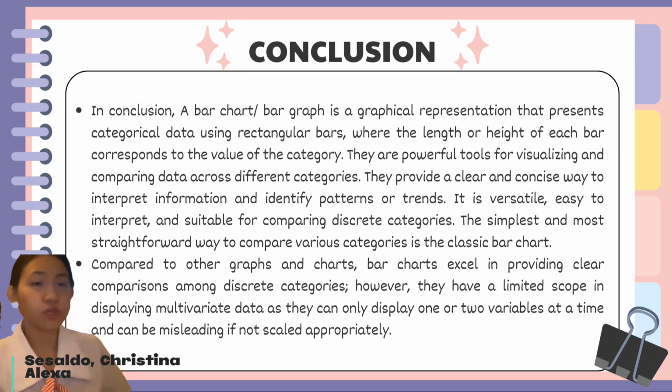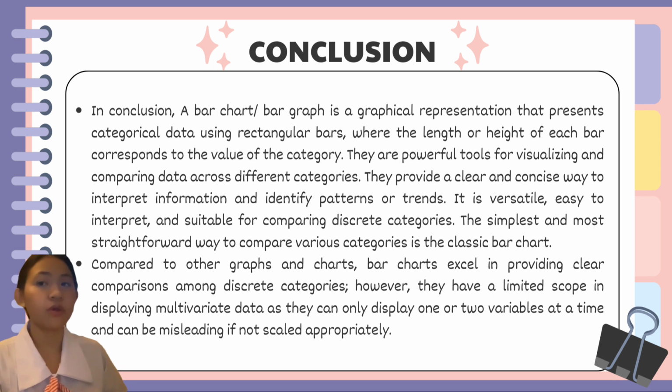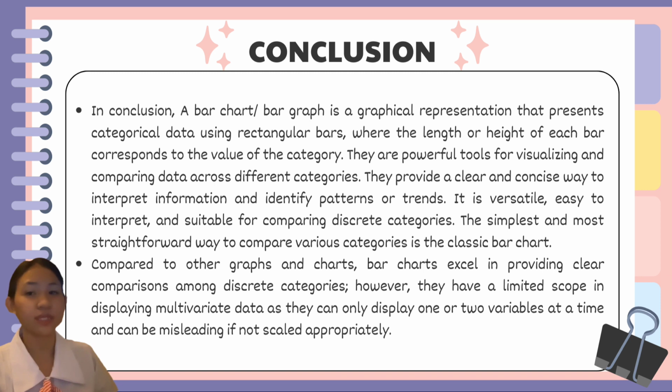And with that, in conclusion, a bar chart or a bar graph is a graphical representation that presents categorical data using rectangular bars where the length or height of each bar corresponds to the value of each category. They are powerful tools for visualizing and comparing data across different categories, since they provide a clear and concise way to interpret information and identify patterns or trends. It is very versatile, easy to interpret, and suitable for comparing discrete categories. Needless to say, it is the simplest and most straightforward way to compare various categories.